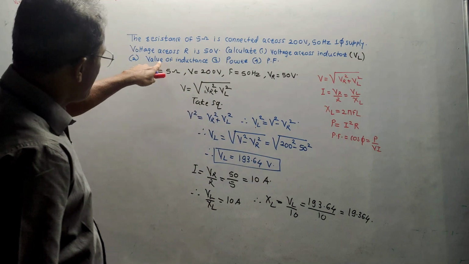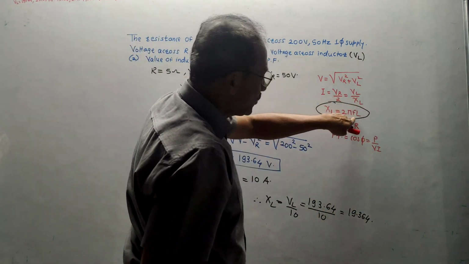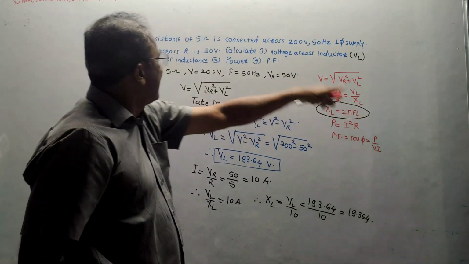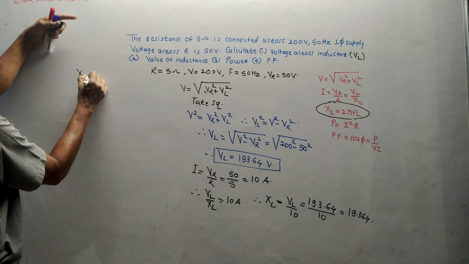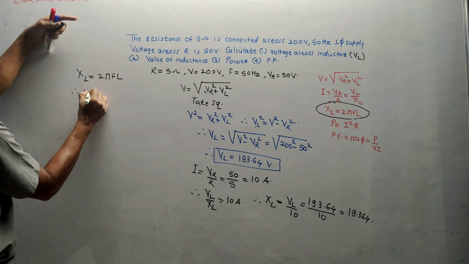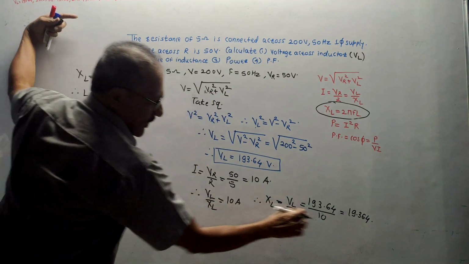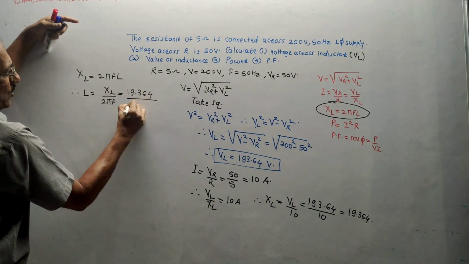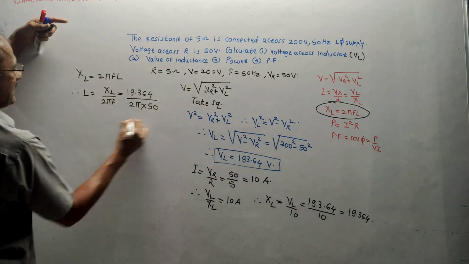But what is asked in the question? The value of inductance. We have the formula of XL, that is 2 pi FL, where F is the frequency and L is the value of inductance. It is asked to calculate the value of inductance. So using this formula, XL is 2 pi FL. Therefore, L is equal to XL upon 2 pi F. The value of XL we have calculated, it is 19.364 upon 2 pi into the value of F. The value of frequency is 50 Hertz.